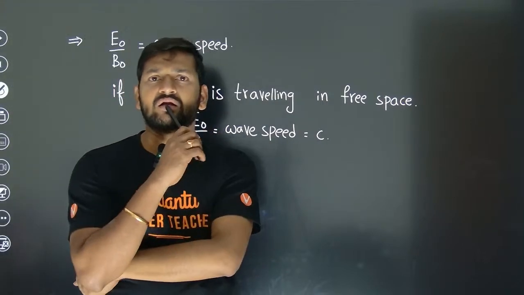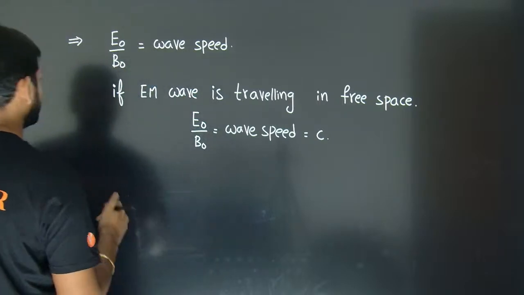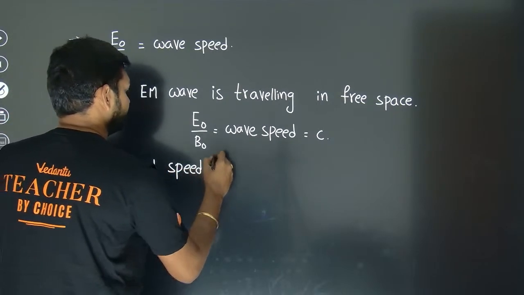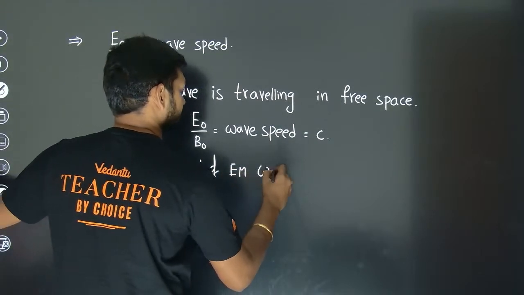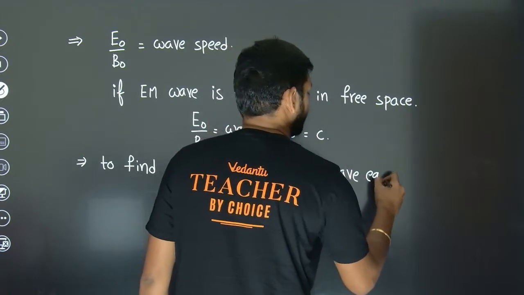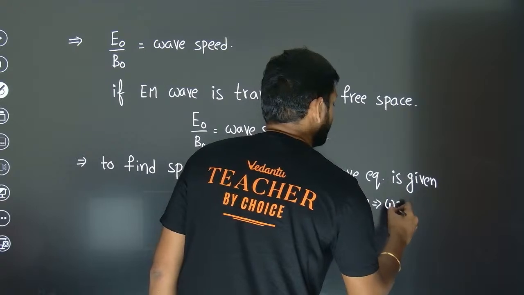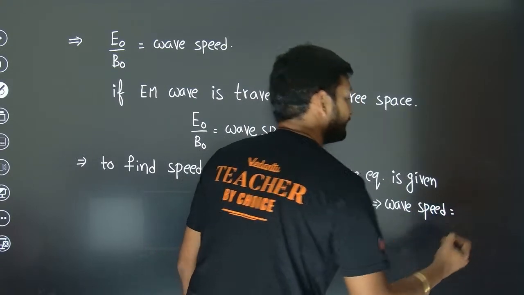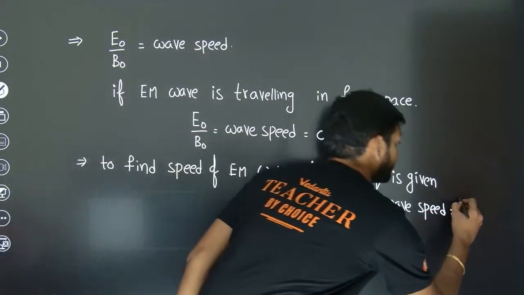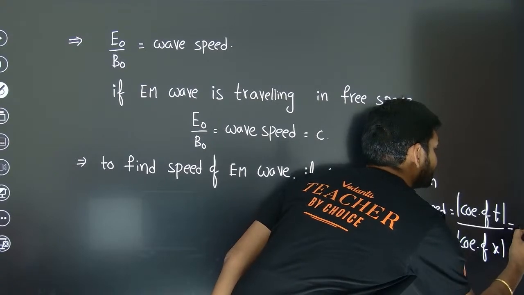Okay. Sir, then what is the speed of the electromagnetic waves? See, to find the speed of EM wave, if wave equation is given, then the wave speed can be calculated as, we have just seen waves, right? Like last week only we have completed waves. How to get the wave speed? Coefficient of t by coefficient of x, which in turn will become omega by k.